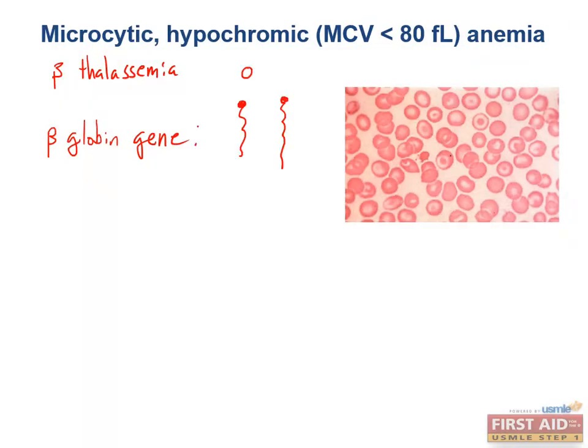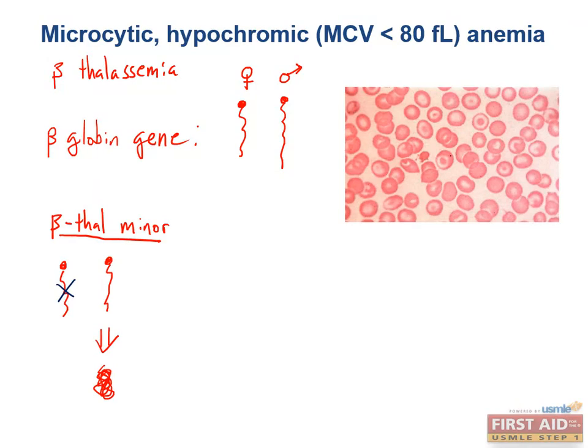Here there are only 2 copies of the gene, one from mom and one from dad. And just like alpha thalassemia, the severity of disease is directly proportional to the number of mutations. One mutation, or a heterozygote, is beta thalassemia minor. There is typically still enough functional beta subunits that these patients are relatively asymptomatic.